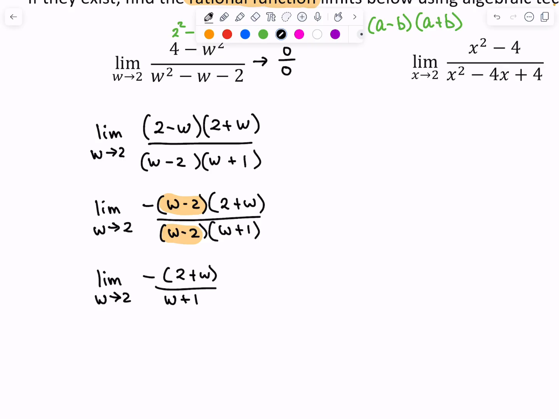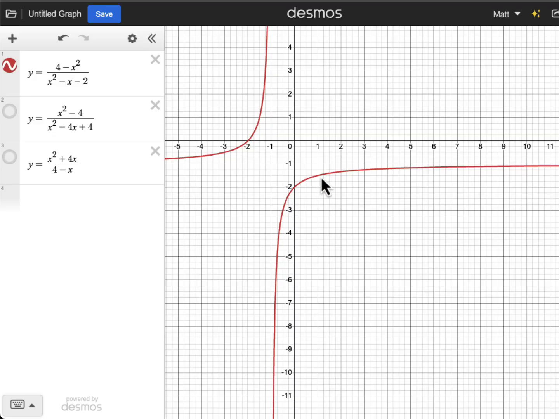So we can simply plug 2 in, and we get -4 in the numerator and +3 in the denominator. So this is our limit. Confirming with technology, and again switching the input variable back to x, we can see the graph of our function, and we see that we have a removable discontinuity at x equals 2.